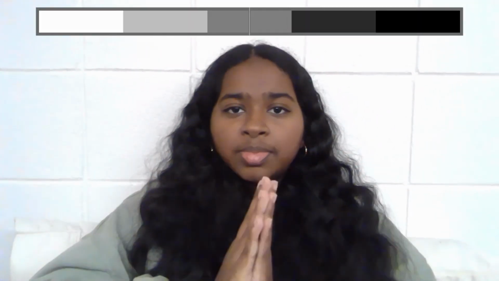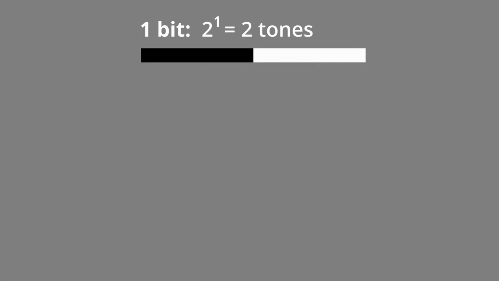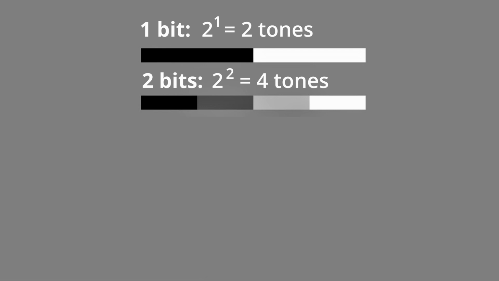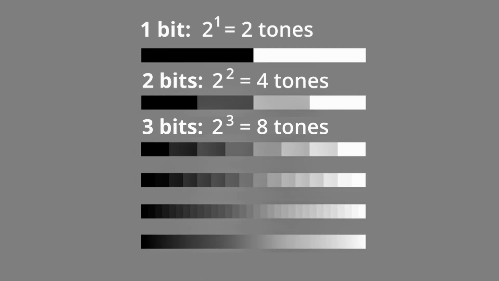However, we can get more shades between black and white if we want to. We just need more bits. If we have a 2-bit grayscale, that's 2 to the power of 2, or 4 shades, or 4 color choices. If we have a 3-bit grayscale, that's 8 shades, and so on. The point is, the more bits you have, the more tones or colors you have in your image.